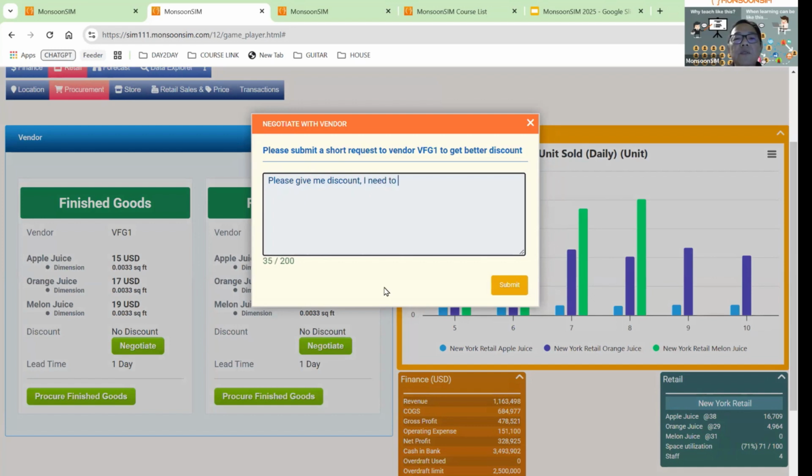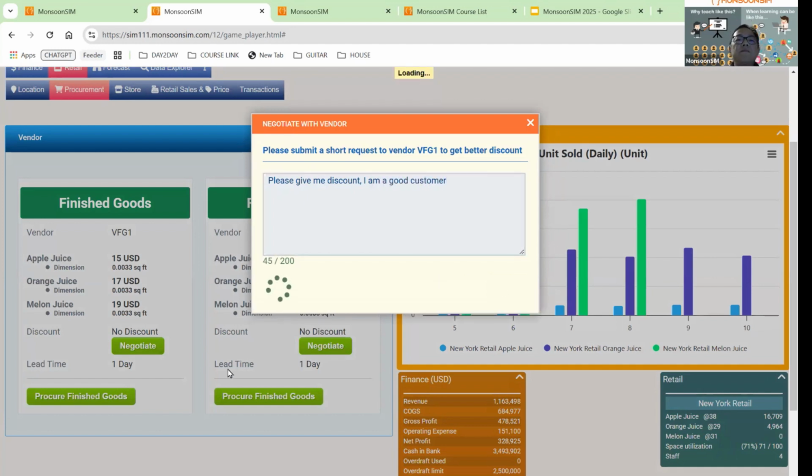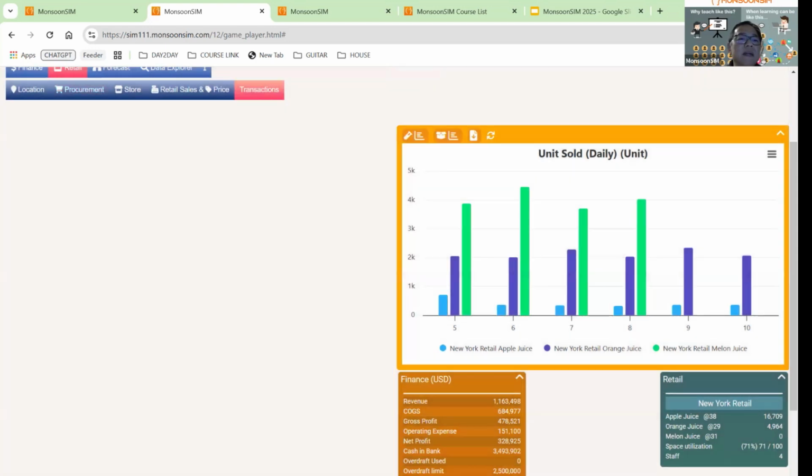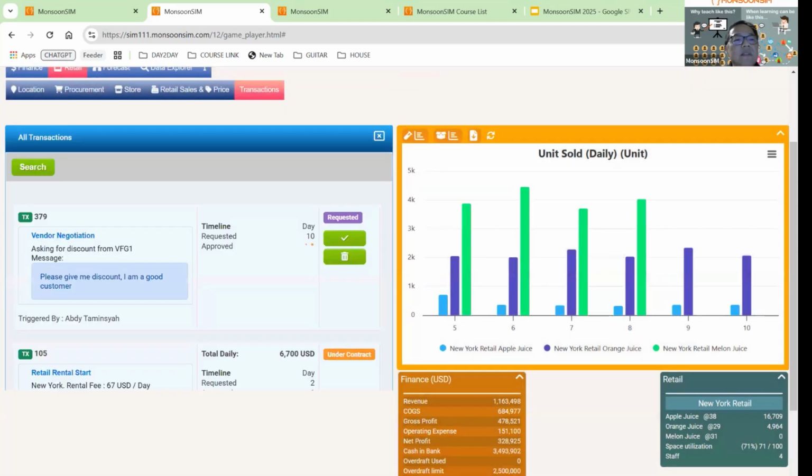I need to expand. Oh, I'm a good customer, let's say. All right, submit. So you're asking the vendor for a discount, right? So the team, one of the members asked for it. So let's see what the members say. Okay, so this vendor negotiation transaction is being triggered.